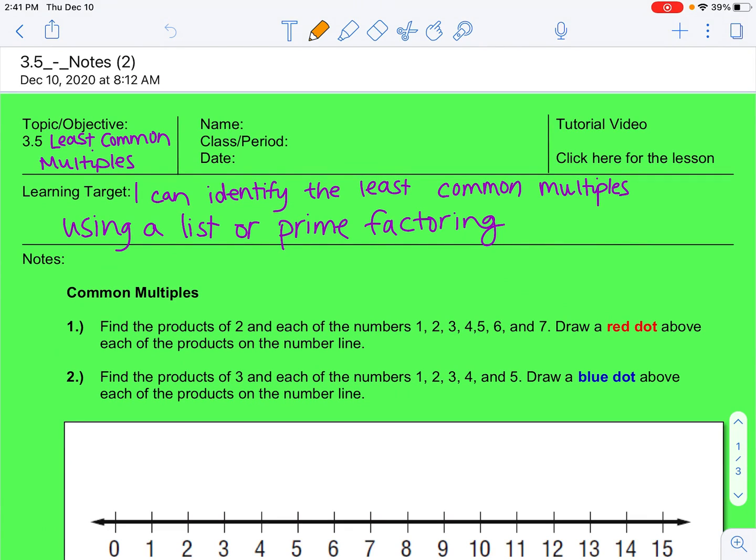Today we're going to continue Unit 3 working on Lesson 5, which is all about least common multiples. So our learning target for today is I can identify the least common multiples using a list or prime factor.